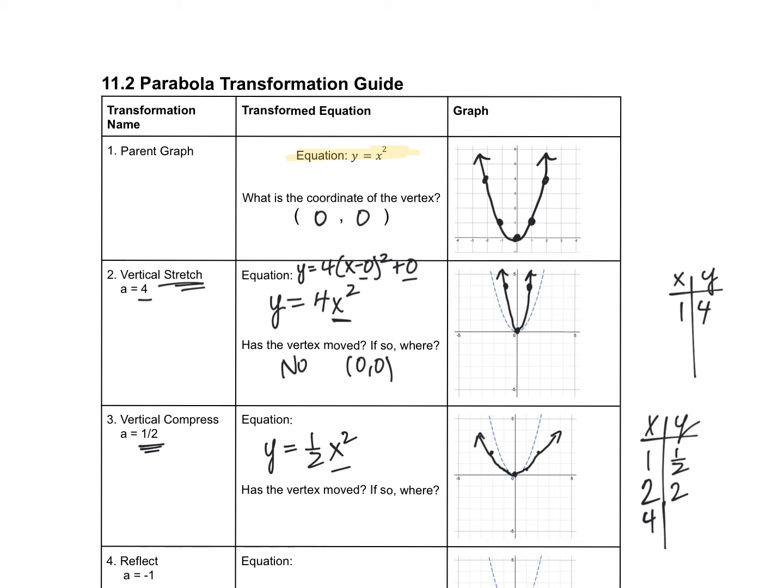So it looks like it got wider. And remember yesterday I talked about a vertical compression. It's like if I had my hands up and then I'm squeezing them down, it's going to widen it. So you might even want to put this as a note. It kind of widens it. The vertex has not moved. It's still 0, 0.